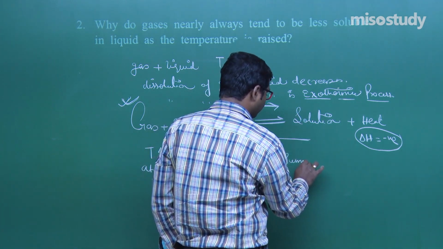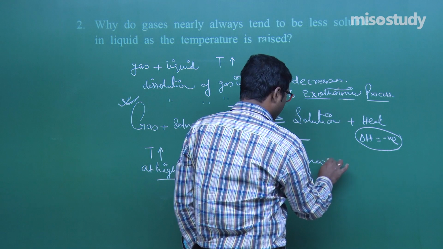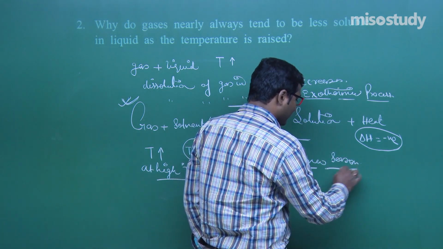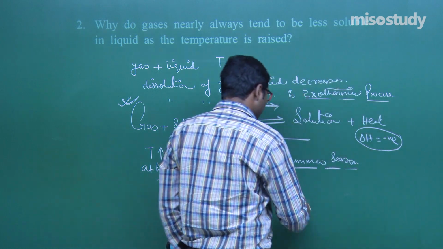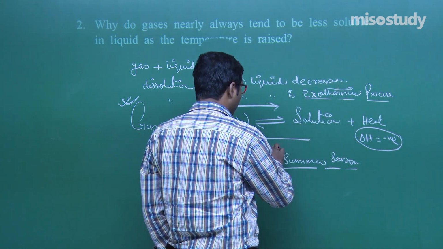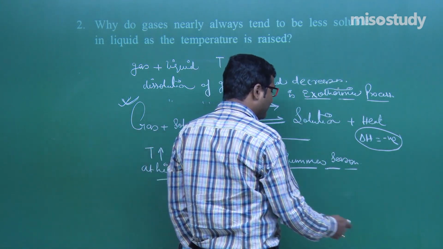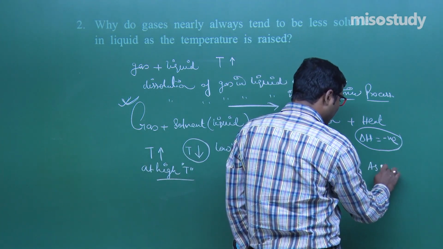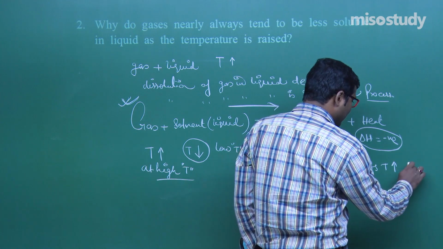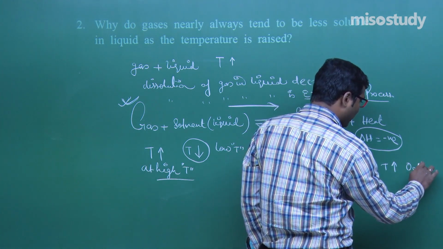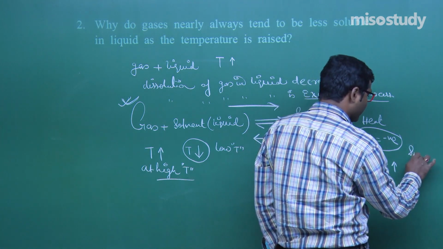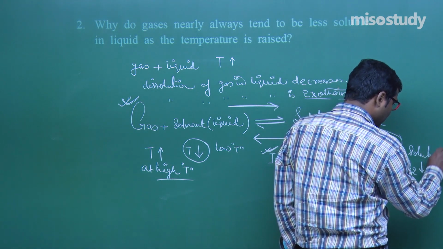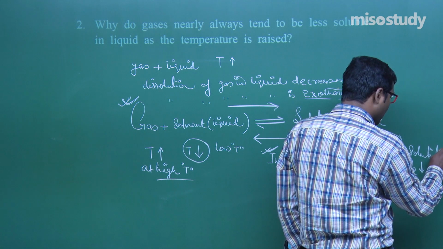And due to this reason, in summer season, what we observe is it is very easy for fishing. That means to say, in summer season, as the temperature rises, the solubility of the dissolved oxygen decreases. Solubility of dissolved oxygen decreases.